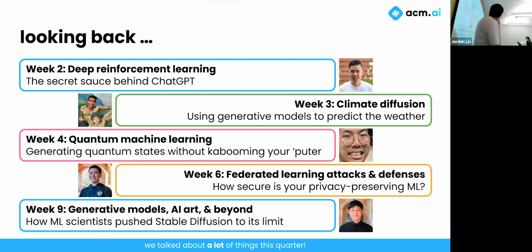But yeah, one more thing before we go. Looking back at this quarter, we talked about a lot of things in Reading Group. We started out with deep reinforcement learning from our very own John Lin, who researches RLHF. We have Pratik and Ovid talking about climate diffusion and other climate things. We have Jeffrey talking about quantum machine learning, Benson talking about federated machine learning, and now I'm here talking about diffusion models. We have some plans for the future.